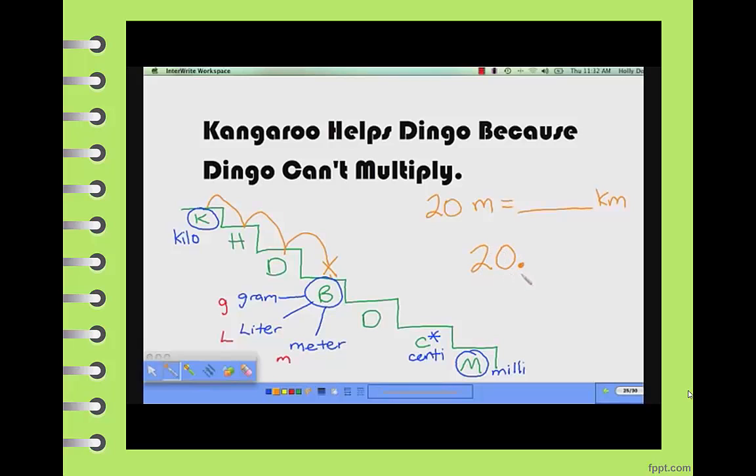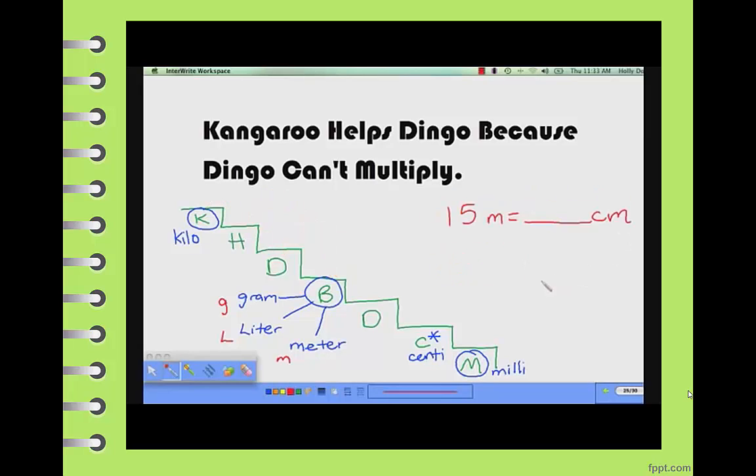I am moving 3 steps, but this time I'm moving to the left. Notice as I go up the steps, we're moving to the left. So we're going to move that decimal 1, 2, 3 times. There's my decimal. Fill in that hole with a 0. So it looks like we have 2 hundredths of a kilometer.